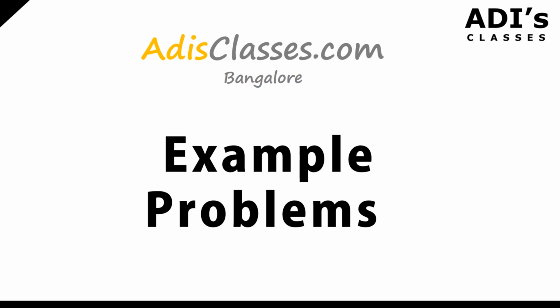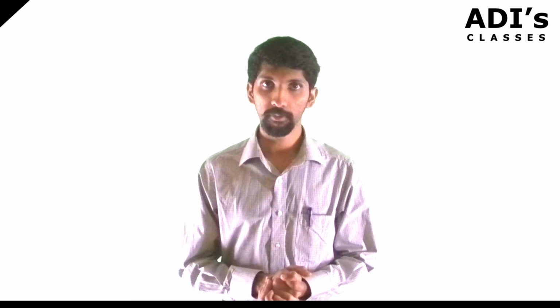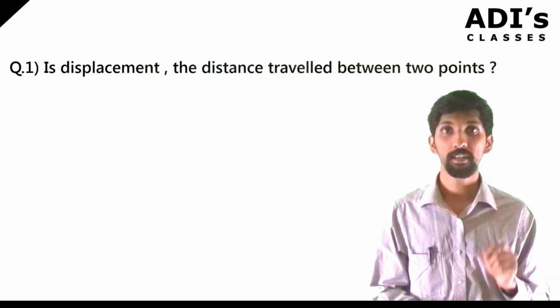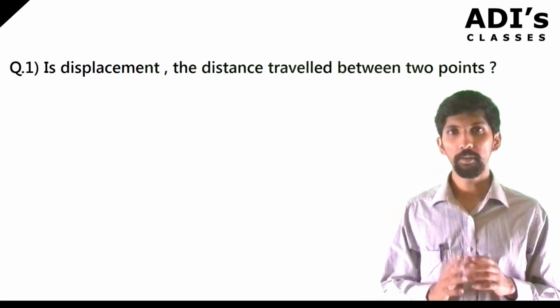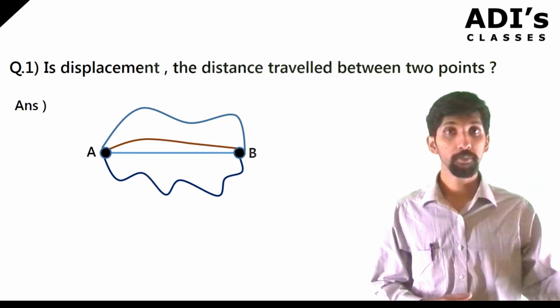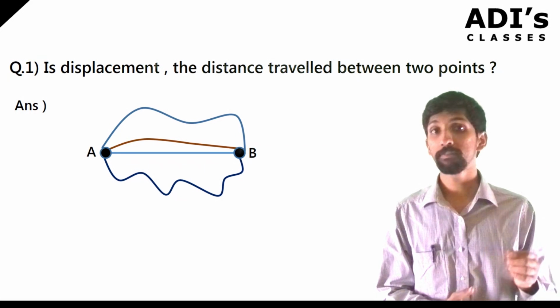So the two questions were whatever I asked before. So, is all displacement distance traveled, correct? This was the first one. Now if you look at the example, from A to B we are moving, correct? Now, displacement was what?